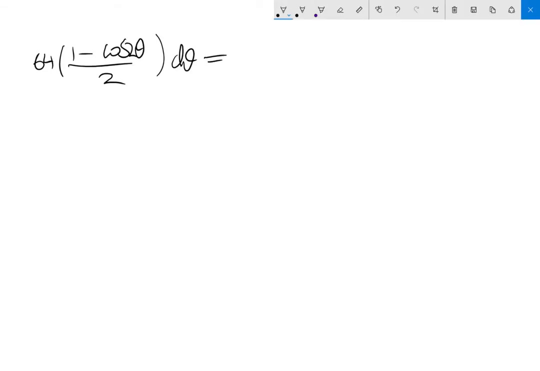equals 64 over 2 theta minus 64 over 4 sine 2 theta plus c. Okay, and now we need to simplify this.